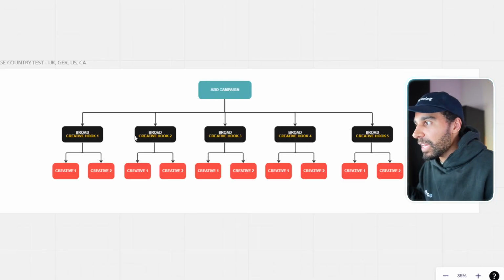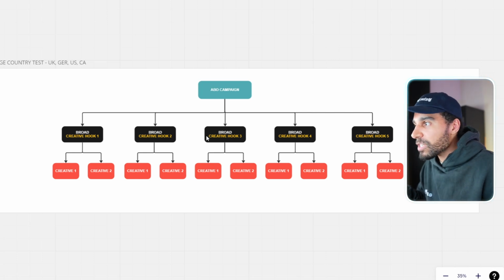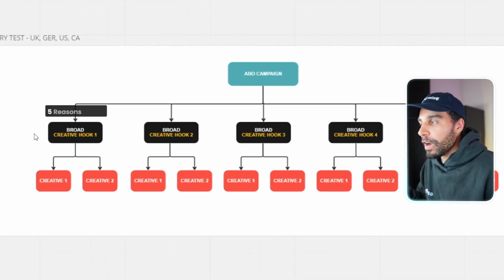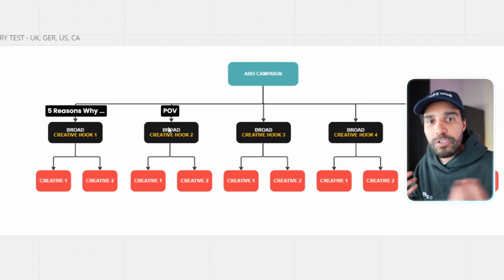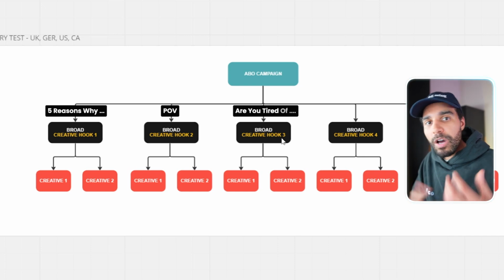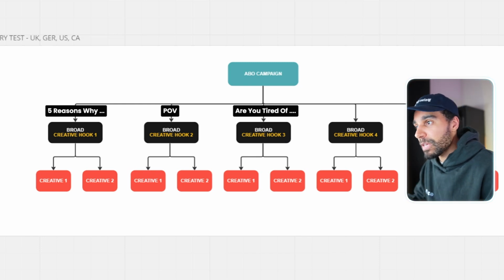Now, you may be thinking, okay, what are these different hooks? And we'll talk about that in a moment when it comes down to creatives. But these hooks can be anything that resonates with the product. So this one could be, 5 reasons why everyone's purchasing whatever it may be. Or this one could be point of view, you've just purchased X. And this one could be, are you tired of X, Y, and Z? This product is the solution. So what you're trying to find here is the hook that's going to resonate with the people the most.